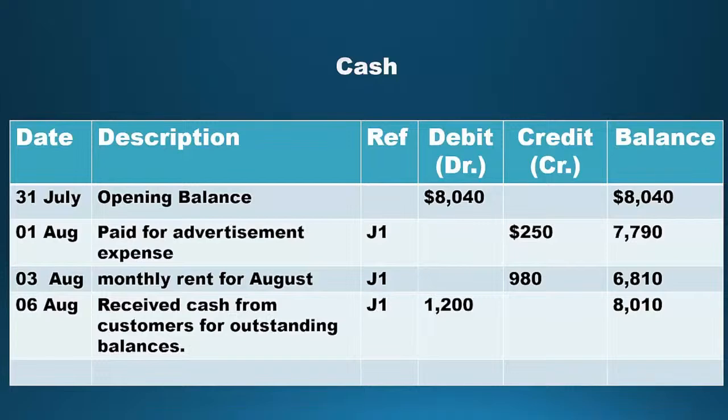3. Reference. Include the journal reference, J1. This tells us the transaction was recorded on the first page of the journal. 4. Amount. Enter $1,200 in the debit column. We debit the cash account because the company received money, and increases to cash are recorded as debits.